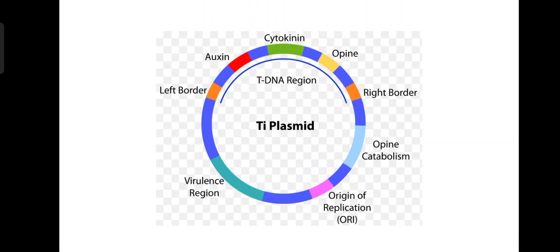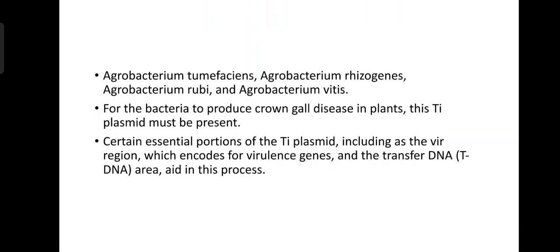When the plant cell produces these hormones in exponential quantity, this drives cell metabolism and cell division. The plant cells therefore divide uncontrollably, leading to crown gall disease. The Ti plasmid is present in Agrobacterium tumefaciens, Agrobacterium rhizogenes, Agrobacterium rubi, and Agrobacterium vitis. For the bacteria to produce crown gall disease in plants, this Ti plasmid must be present. Certain essential portions of the Ti plasmid, including the vir region which encodes virulence genes and the transfer DNA area, aid in this process. Thank you.